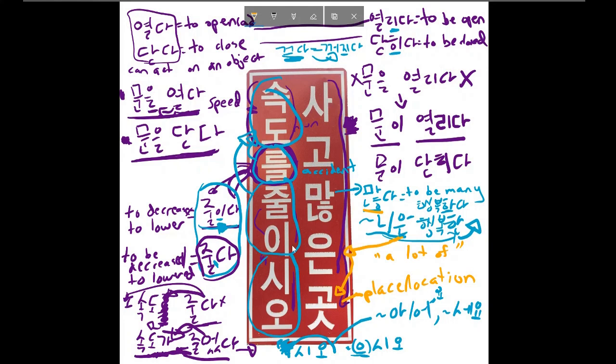These two lines, this line here and this line here, fit together perfectly. This is saying decrease your speed. And specifically, why do you want to decrease your speed? Well, this is actually a place where a lot of accidents happen. So it makes logical sense that you'd want to decrease your speed in a place where lots of accidents would happen.